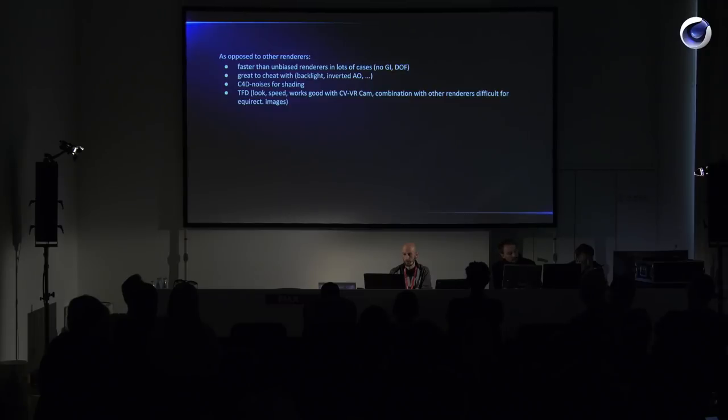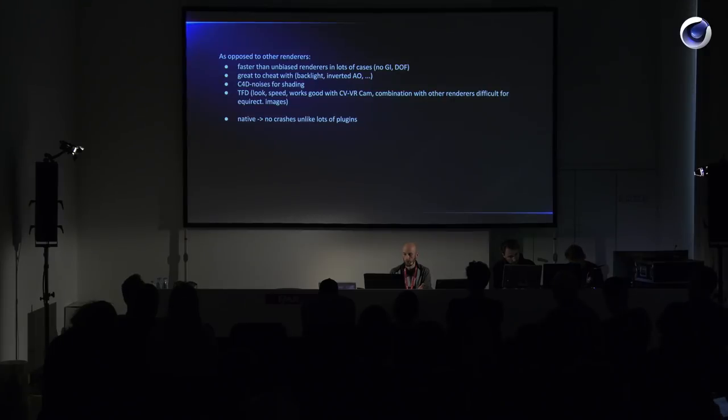It works good with the CVVR cam. One way would be to render the geometry of the scene with another renderer and then render the Turbulence FD with the native renderer. But in the spherical image format, it's kind of difficult to combine those two because there are different methods, for example, for the poles of the image. Lots of renderers handle those differently and then it will not match exactly, which would be bad.